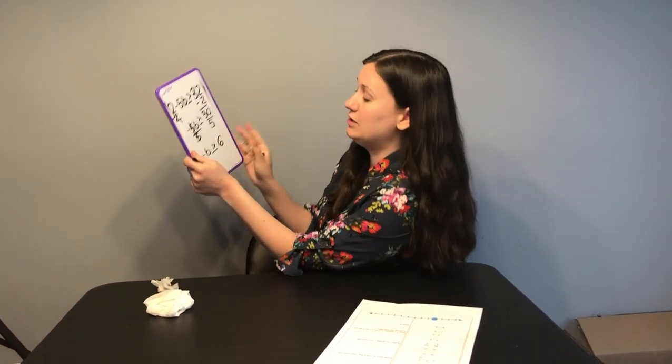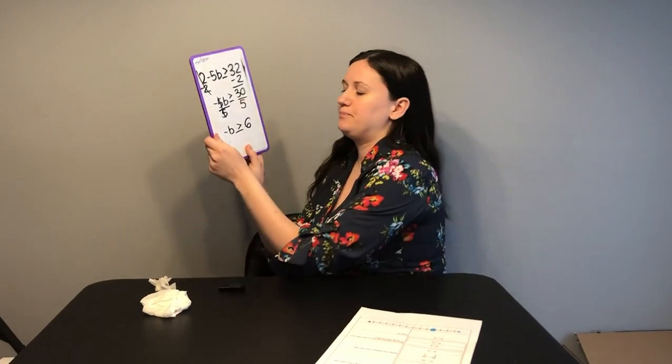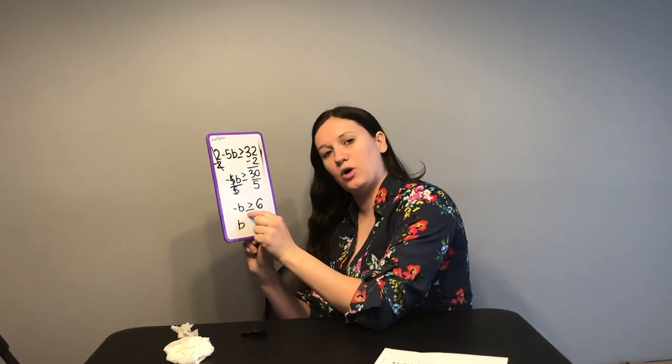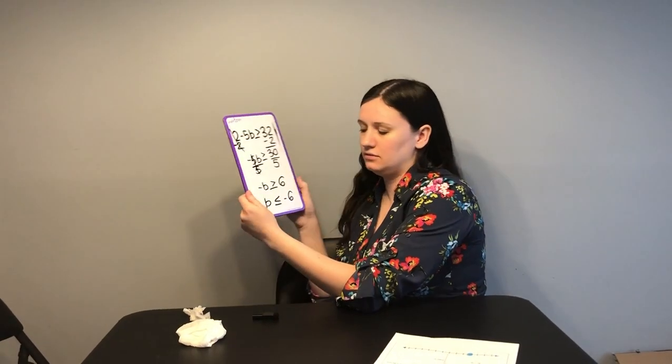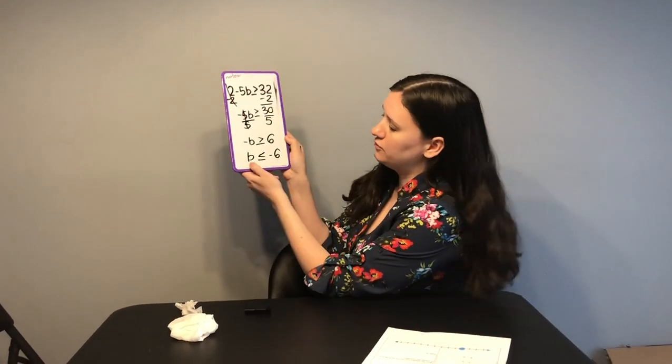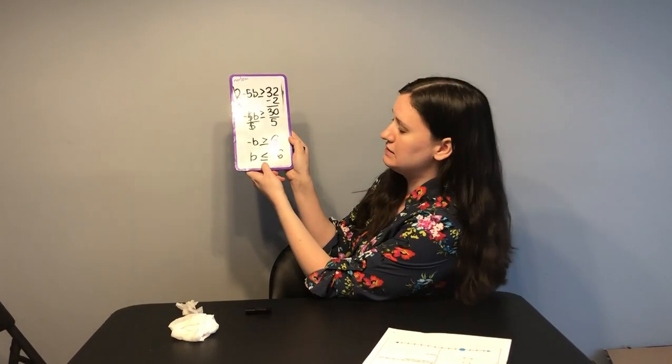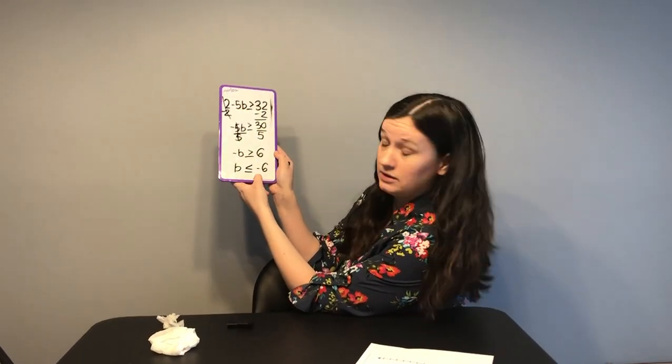So now we're left with negative b is greater than or equal to 6. Now, we cannot have a negative on this variable. So how do we get rid of it? We can just pop that negative over to the other side. However, if we do this, that inequality has to turn around, become the opposite. Okay? So it's b is less than or equal to negative 6.